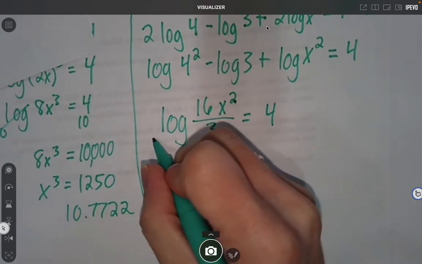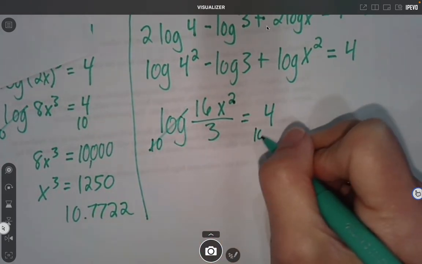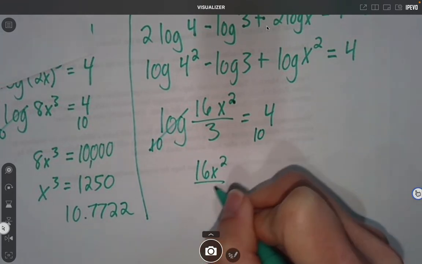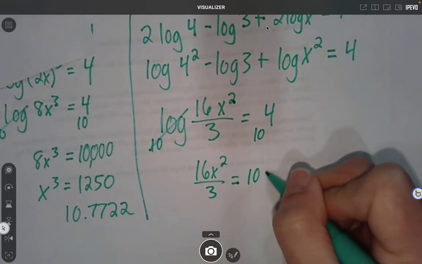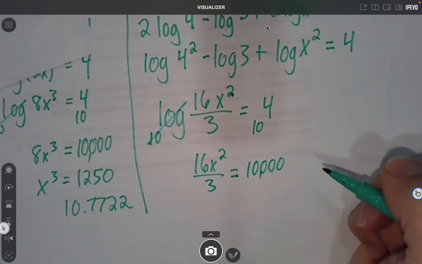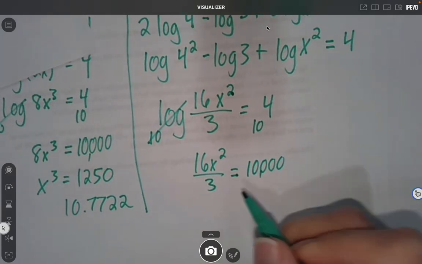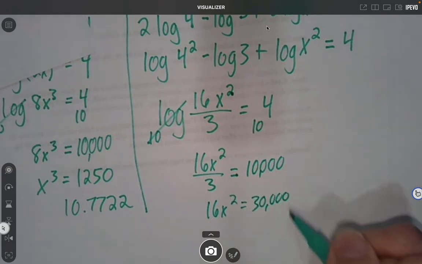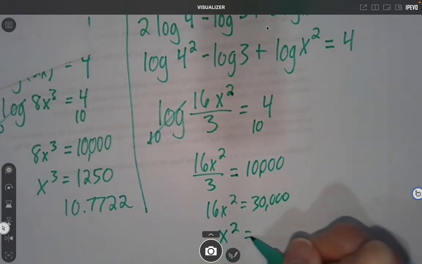With base 10. Base 10, it's on the calculator. So base 10 on both sides. So 16x squared over 3 equals 10,000. Then what do you do? Multiply by 3. So it'd be 30. So 16x squared equals 30,000. Then divide by 16.